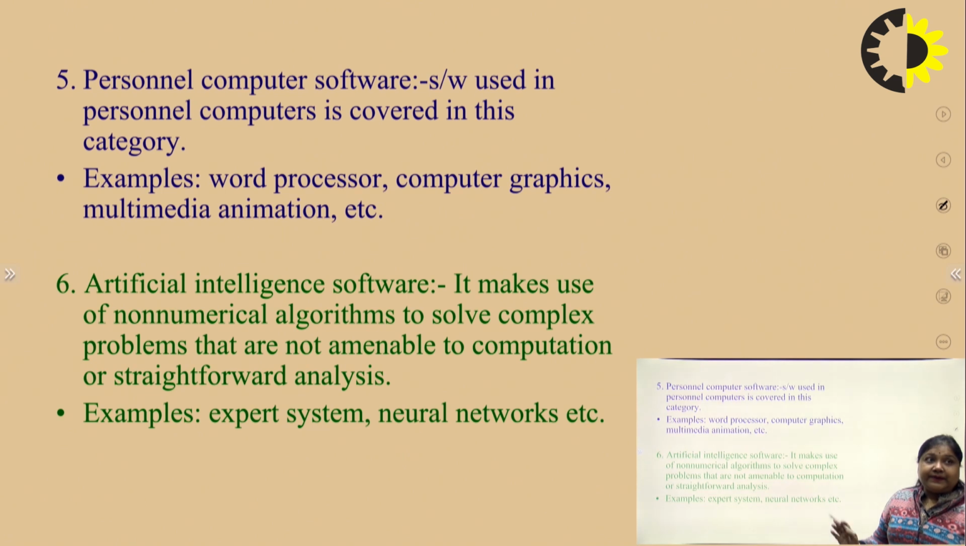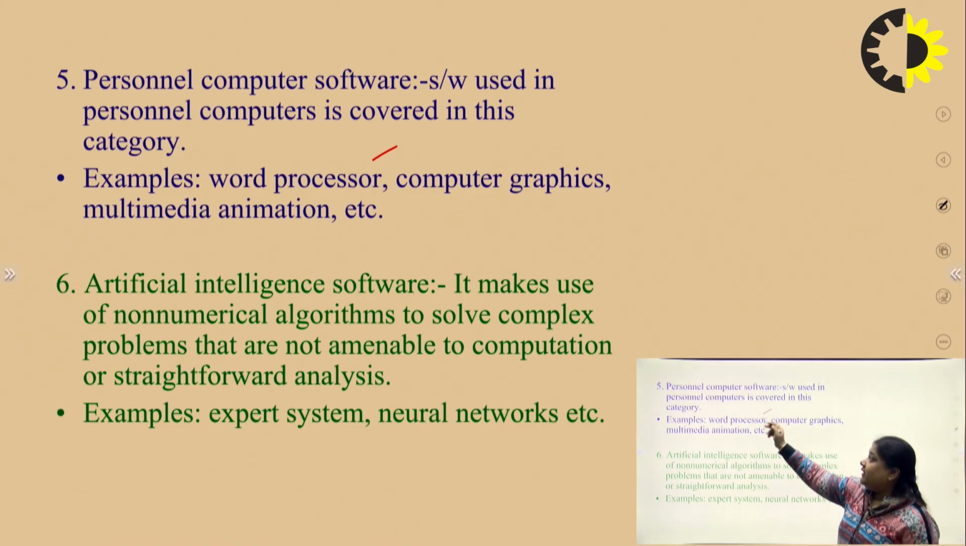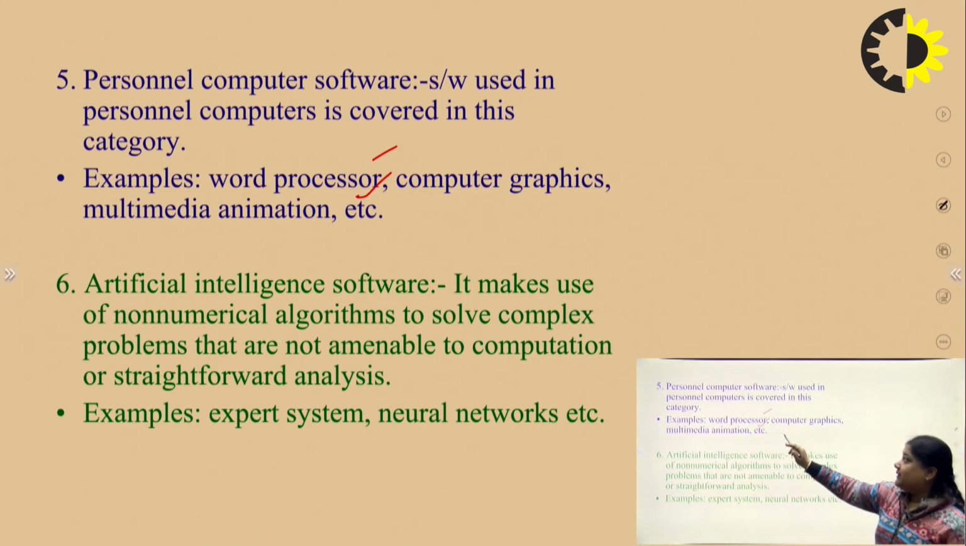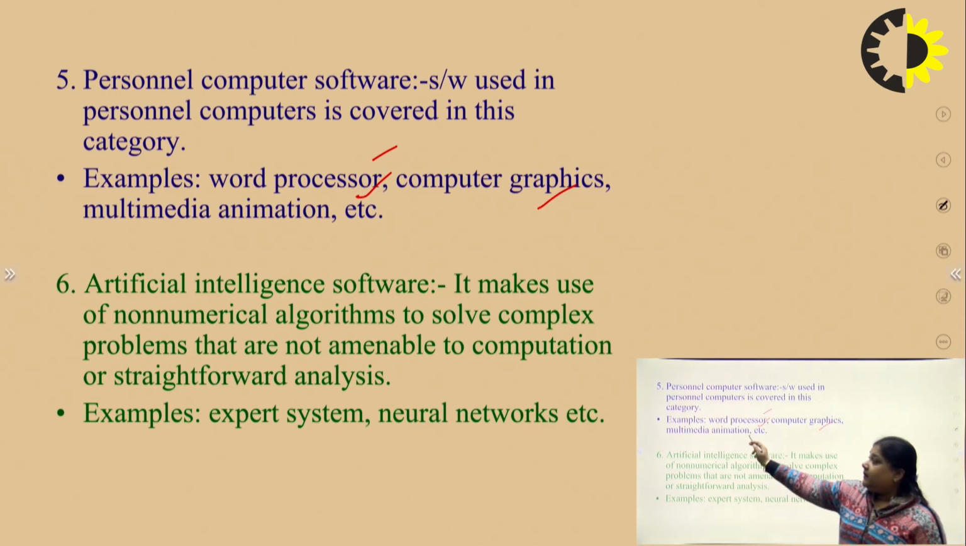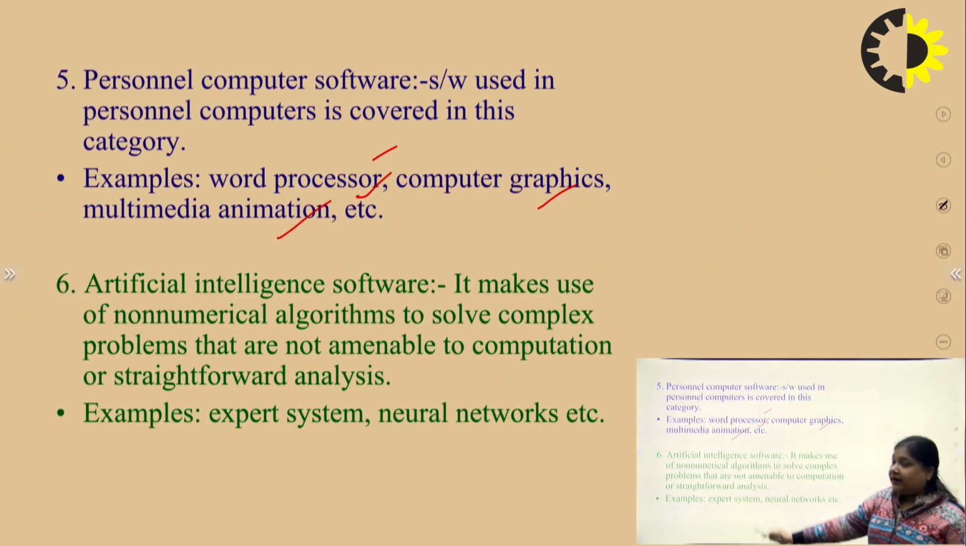Next one is the personal computer software. So software used in personal computers is covered in this category. For example, word processor, computer graphics, multimedia animation. These software can be used for our personal use. We can develop it for our own use.